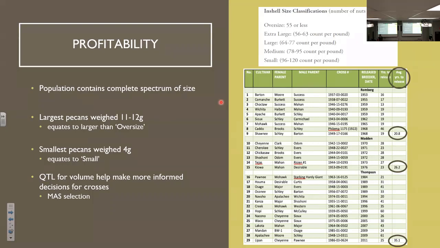And anything that saves on time in terms of producing a pecan cultivar would be extremely crucial. As you can see here, releasing a cultivar of pecan tree can take anywhere from 20 to 35 years, which is someone's entire career, basically.